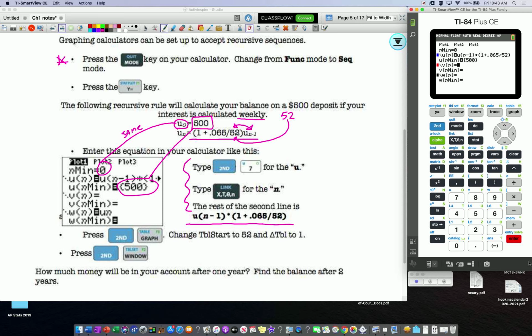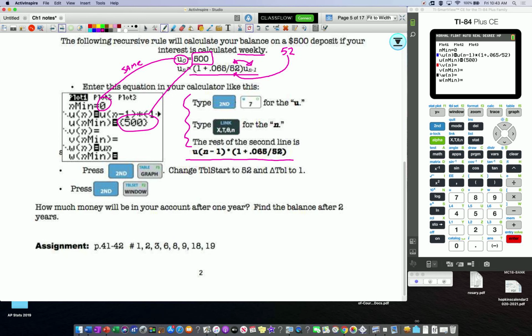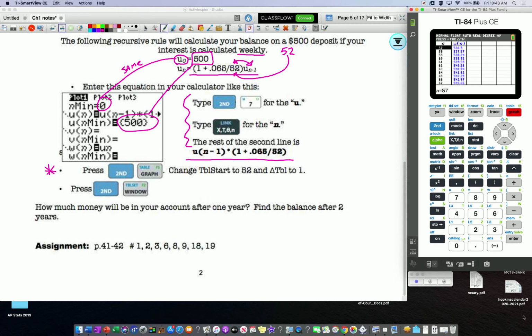Okay? So now we want to start to see these values. So what you can do is you can use a table to see it. But it's always good to have your table starting at a good value. So this is a very important command. So second graph, okay, if I go to second graph, this is going to pull up the table. See how my calculator is thinking there? Here it's saying n of 57, so it's like saying the 57th term is what it's worth. I really want it to be the 52nd one. So I could probably just use my up arrow and get there.